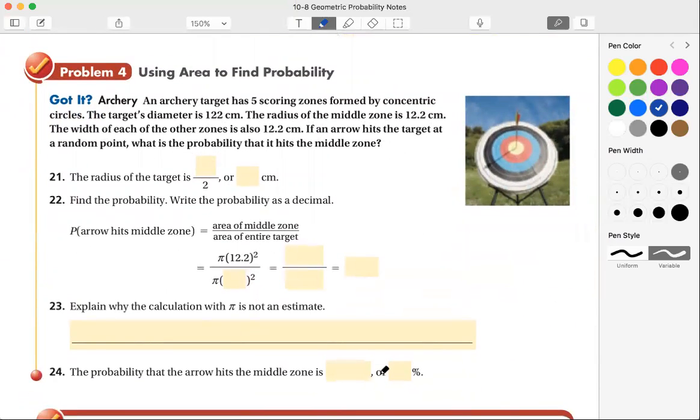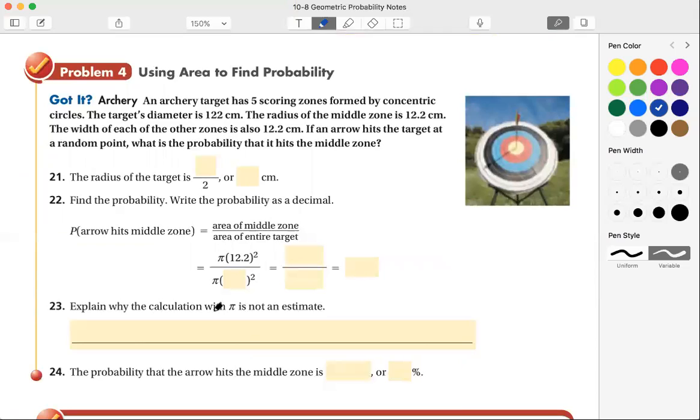An archery target has 5 scoring zones formed by concentric circles. The target diameter is 122 centimeters. The radius of the middle zone is 12.2 centimeters. The width of each of the other zones is also 12.2. If the arrow hits the target at a random point, what is the probability it hits the middle zone?